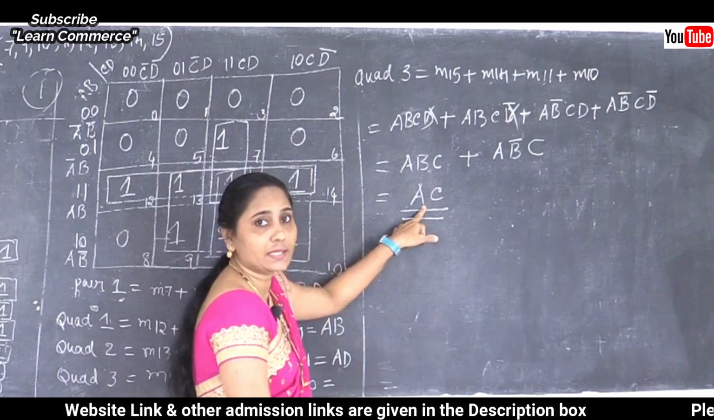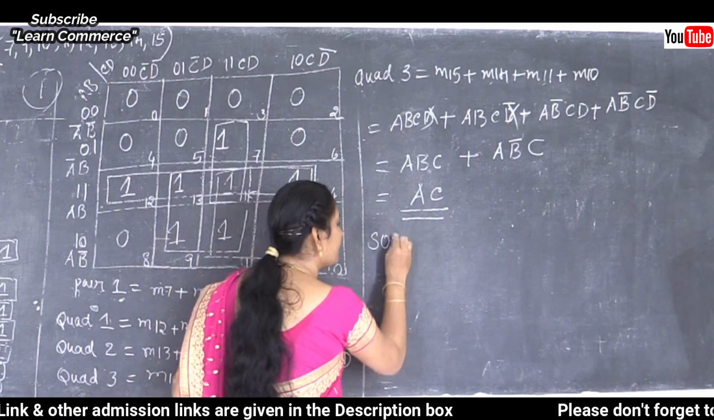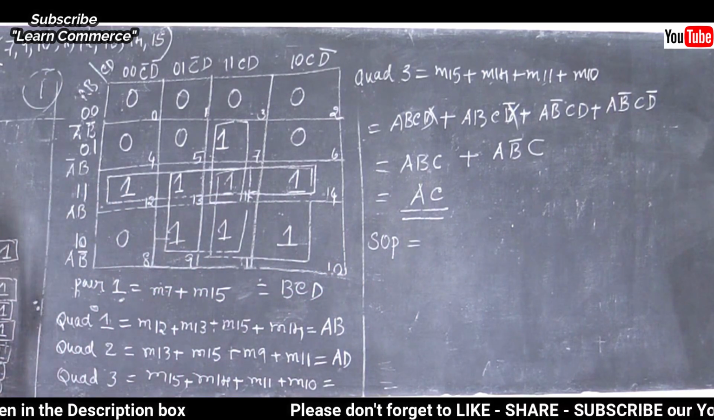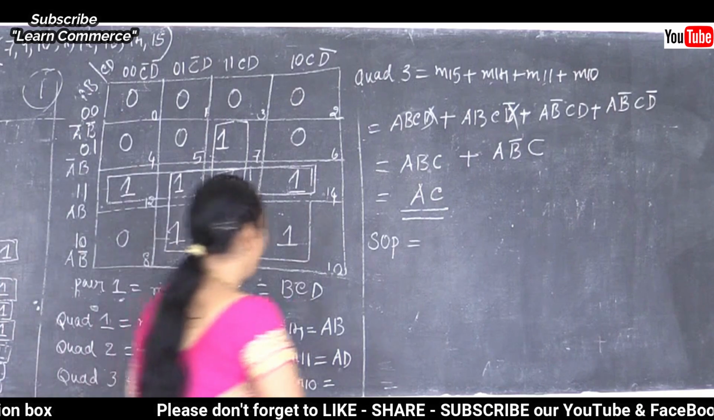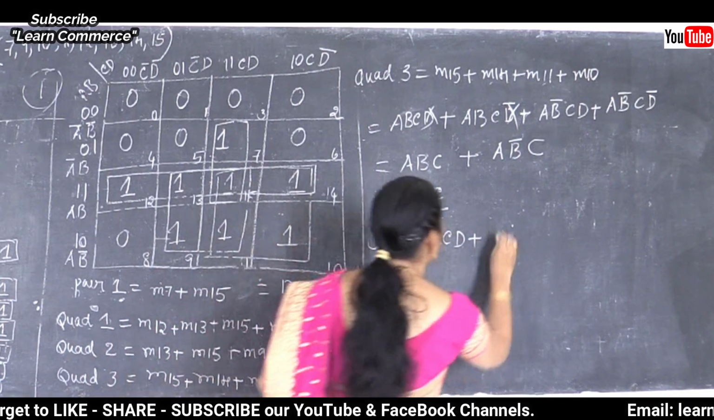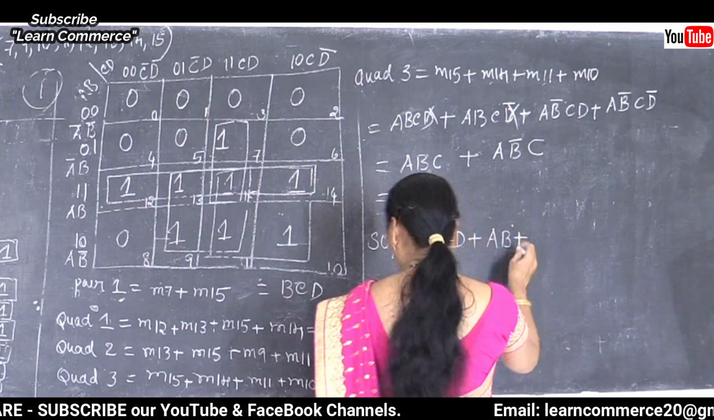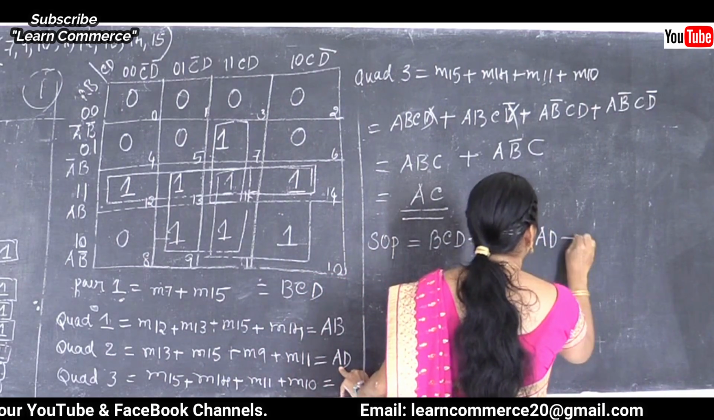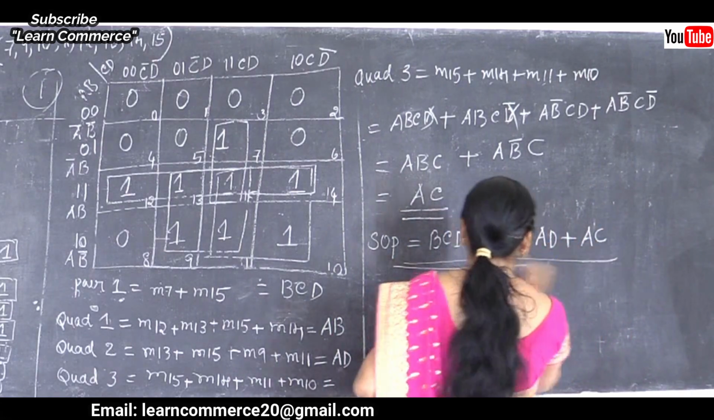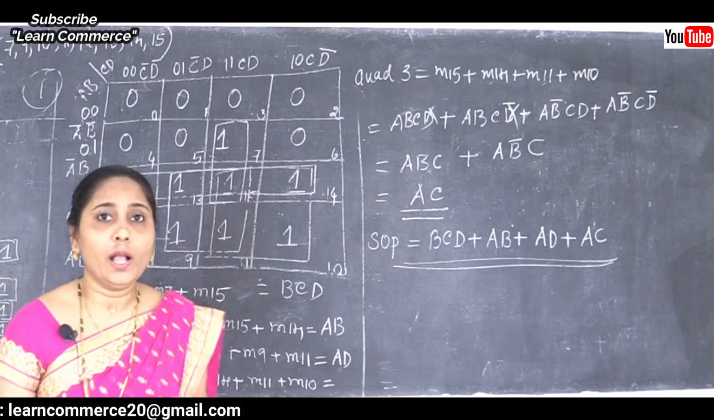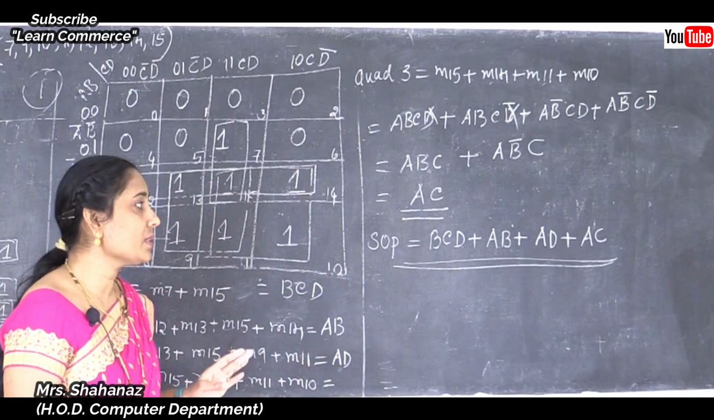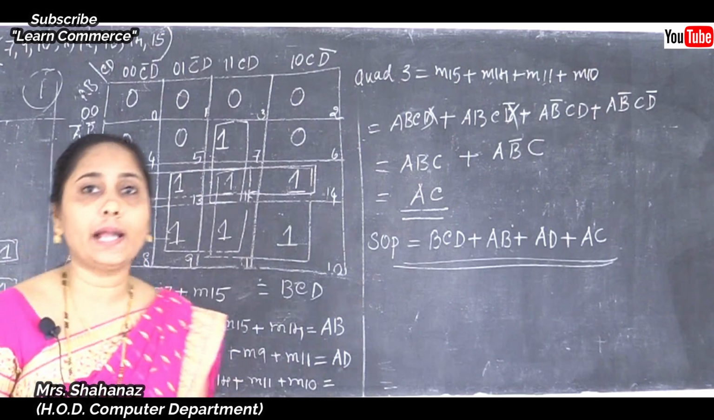that is AC. So finally, if you want just the 4 marks, this is enough, but if you want the 5 marks, we need to form the SOP. So the SOP we are going to form as BCD, this is the pair 1 answer, AB is the answer of quad 1, AD the answer of quad 2, and the last answer is quad 3, that is AC. So the SOP answer is BCD plus AB plus AD plus AC.